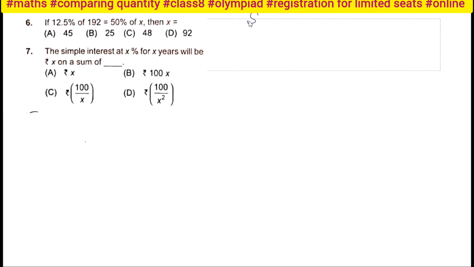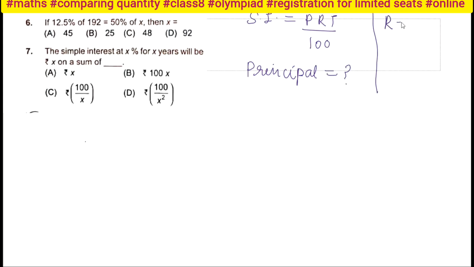Now simple interest. I know simple interest is PRT by 100, right? Principal into rate into time upon 100. Now what they are saying: the simple interest at x% for x years will be rupees x on a sum of dash. Means they are asking us what the principal will be, but they are giving everything as x. Their rate is x percent, their time is x years, and their simple interest is also x rupees.